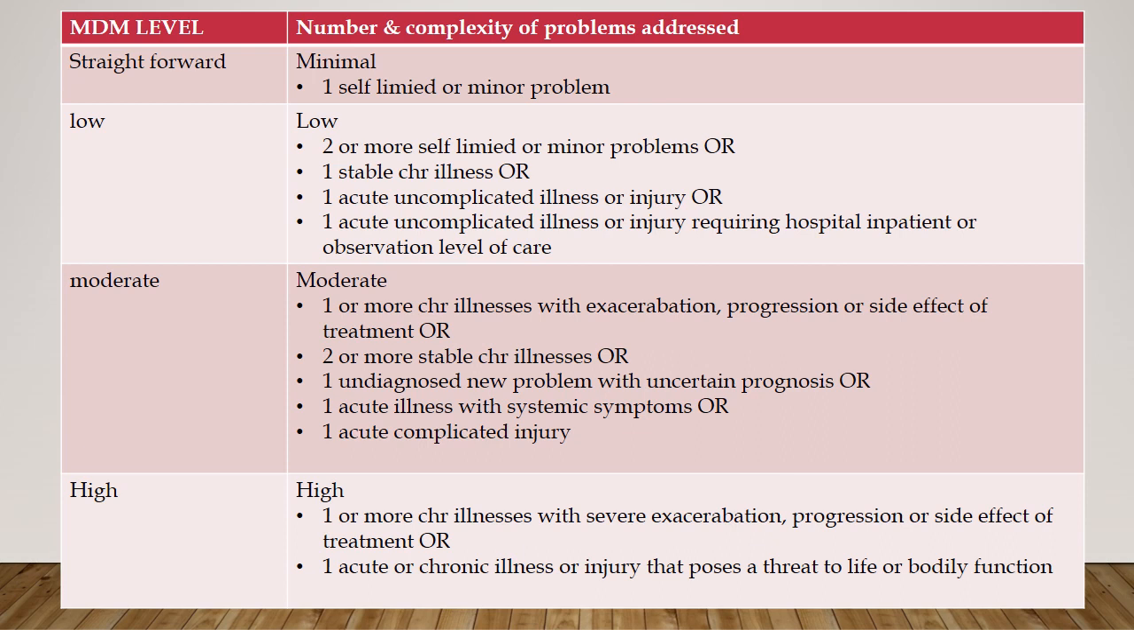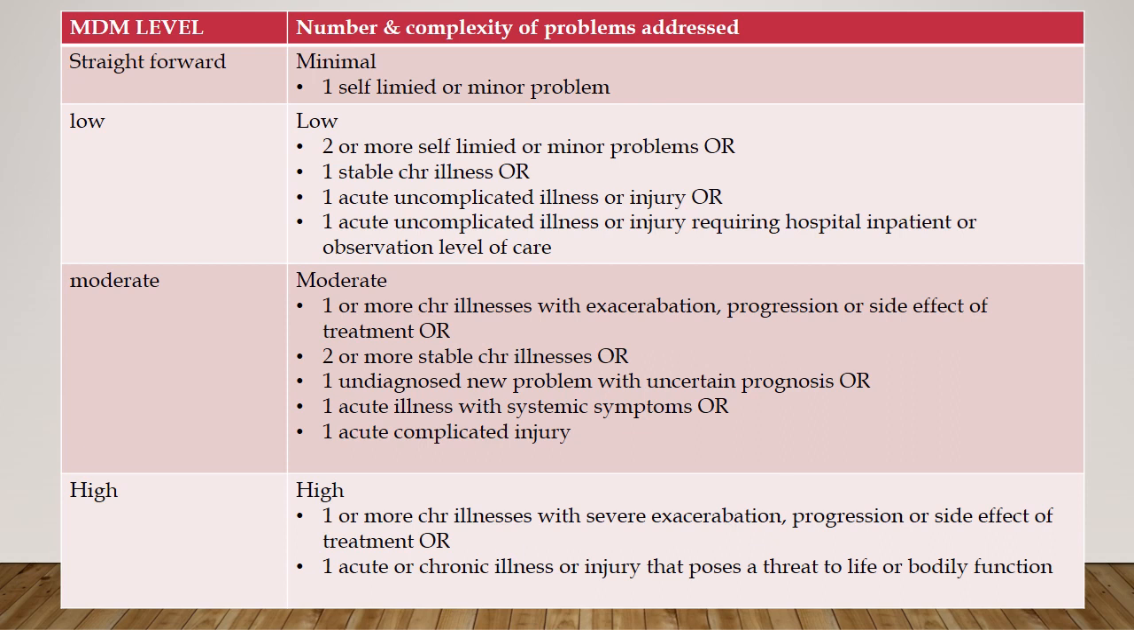Then moving on to moderate. One or more chronic illness with exacerbation. That is, if the patient is having COPD with exacerbation. That was an example for chronic illness with exacerbation. Then we can take it as moderate. Then what is the second point? Two or more chronic stable illnesses. Which means if the patient is having hypertension as well as diabetes, they are two stable chronic illnesses, so we can consider it as moderate. Then, or one undiagnosed new problem with uncertain prognosis. That is, if the patient comes with a lump on the breast, we can take it as one undiagnosed new problem with uncertain prognosis, and we can consider it moderate.